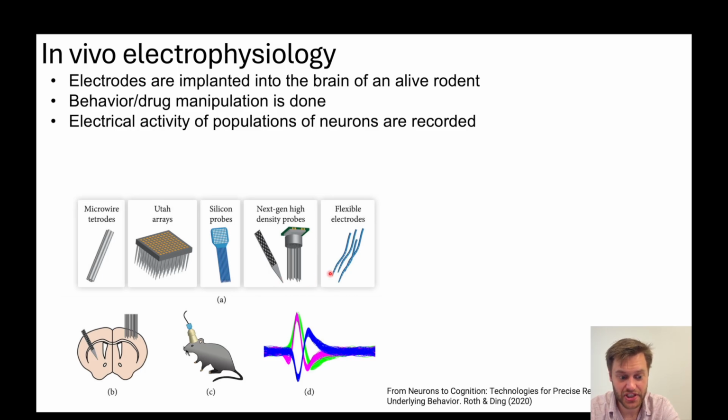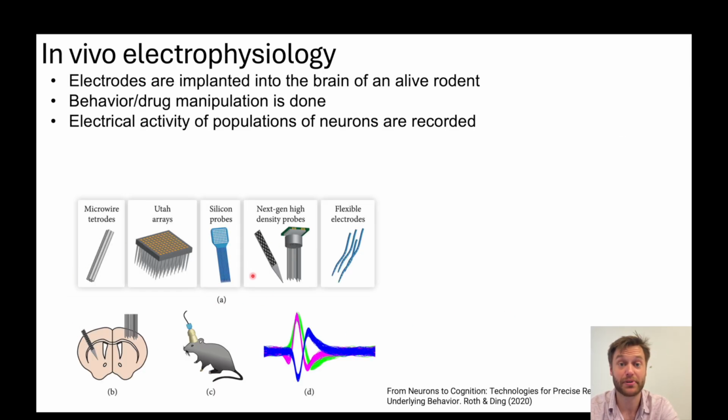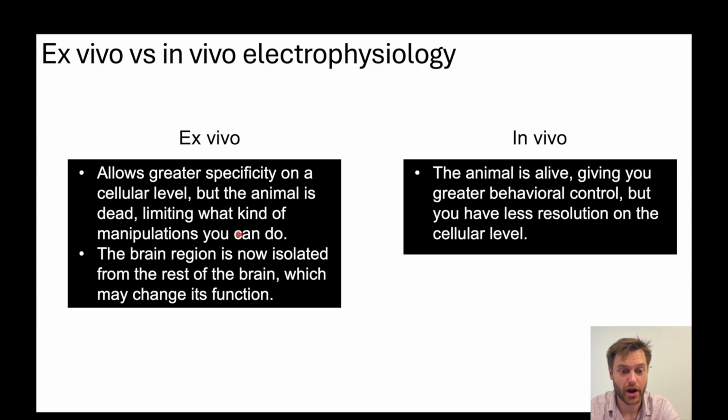The difference here is that instead of being able to see what one neuron in particular is doing, here you can look at entire populations of neurons. So ex vivo allows greater specificity on a cellular level, but the animal is dead, which limits what kind of manipulations you can do, of course. And the brain region is now isolated from the rest of the brain, which may change its function, right? If you are just recording activity from an amygdala neuron, it's hard to say what that neuron would be doing if it still had the innervation of the rest of the brain.